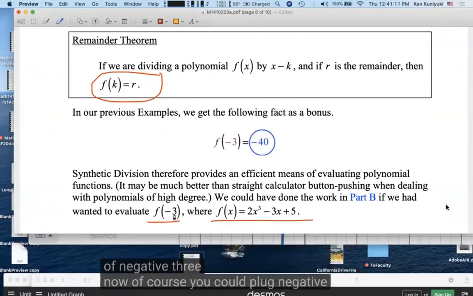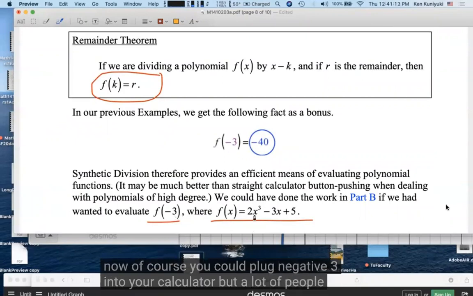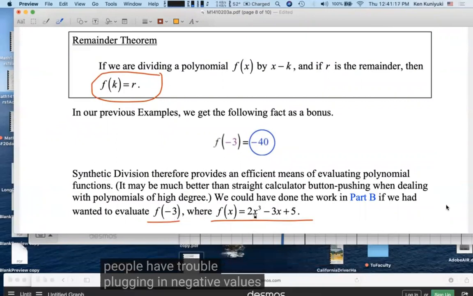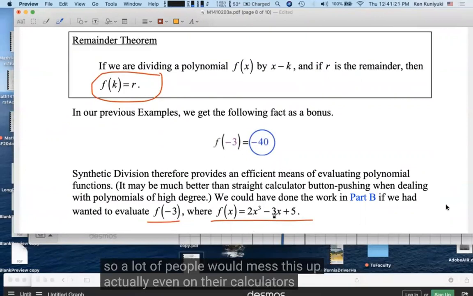Now, of course, you could plug -3 into your calculator, but a lot of people would make a mistake because a lot of people have trouble plugging in negative values. And you have a cube and all that. So a lot of people would mess this up, actually, even on their calculators.